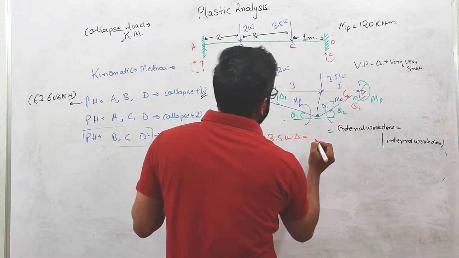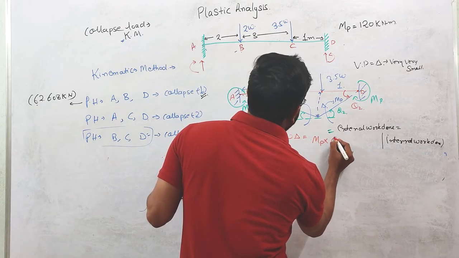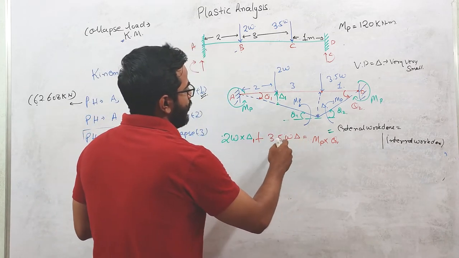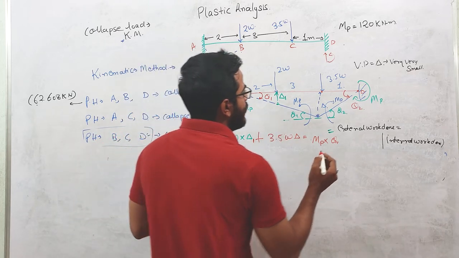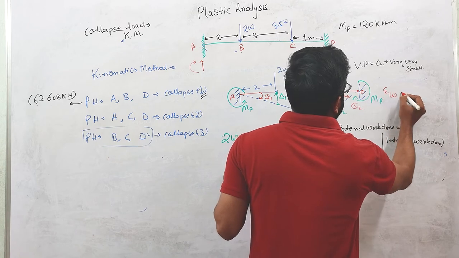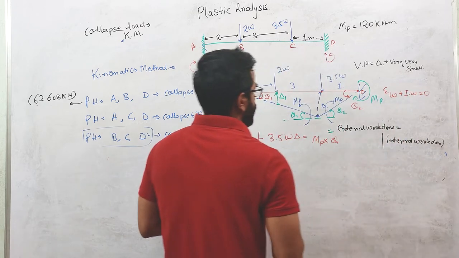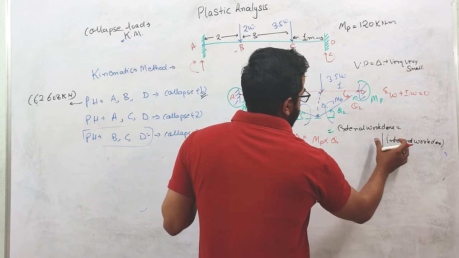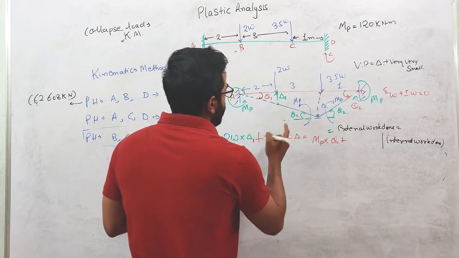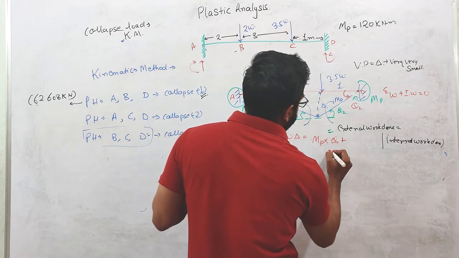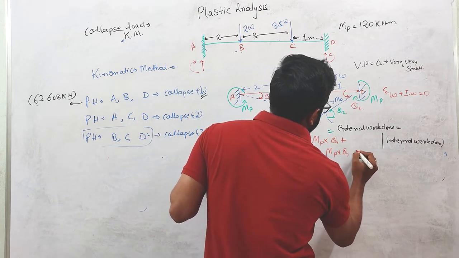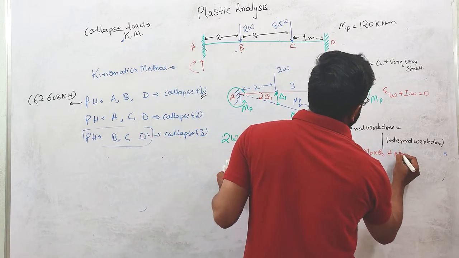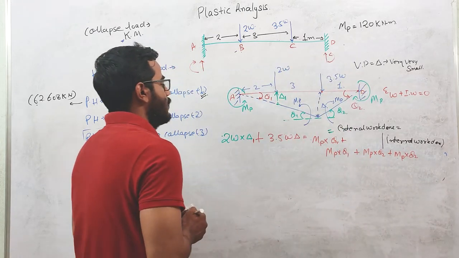It will be equal to the internal virtual work done, which at this point will be MP into theta 1. I'm not taking the negative sign because I have shifted it. Actually, the virtual work method is external virtual work plus internal virtual work equals 0, so I'm not considering the negative sign, because I already put the mod on the right-hand side. Here the virtual work done is MP into theta 1 plus MP into theta 2, and at this point it is MP into theta 2.